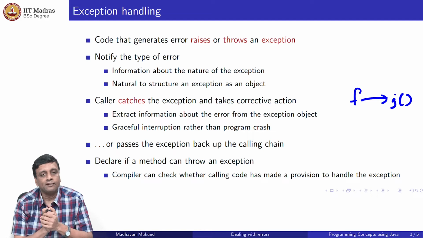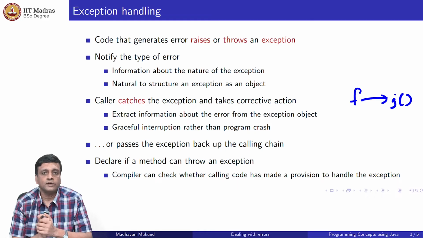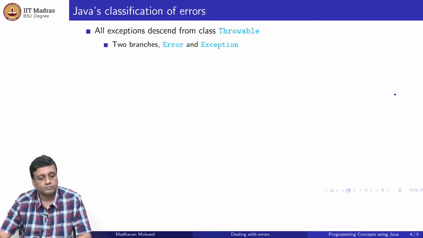So we can declare if a method throws an exception, and the advantage of this is that a compiler can now check this, right. So the compiler can check that if G is known to throw exceptions and F is calling G, then has F taken appropriate steps to ensure that when it calls G, it can handle the exceptions that come back, right. So this is an extra bonus step that we will insist on, which need not be done. So a language like Python does not have this, but we will see that Java does enforce this.